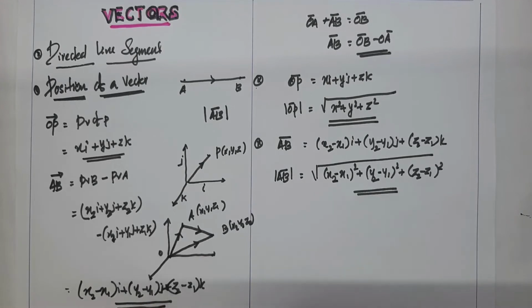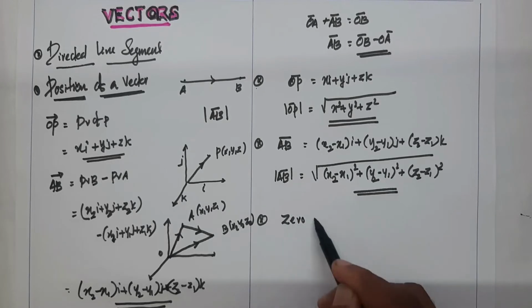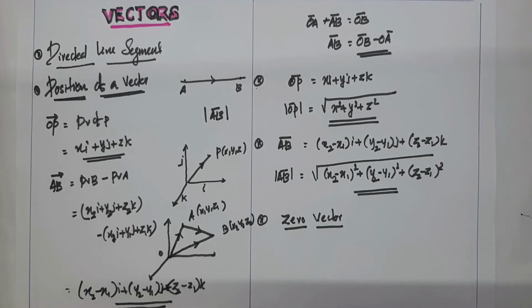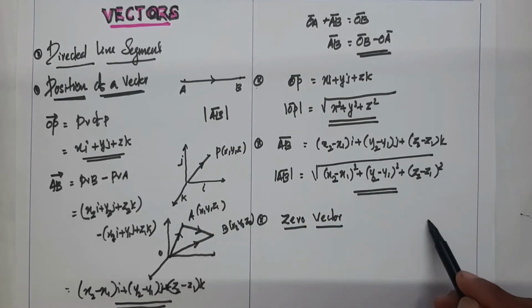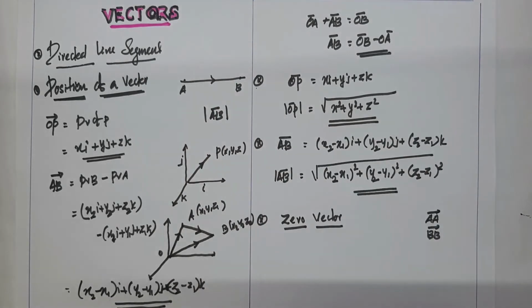Now we define some types of vector. Our first vector is zero vector. A vector whose modulus, I mean whose length, is 0. Suppose a vector is given and you find the modulus value, and the modulus value becomes 0, then that type of vector is called zero vector. That is, if the initial and terminal point are the same, vector AA is a zero vector. Vector BB is a zero vector. Here the initial and terminal point are the same. That type of vector is called a zero vector.